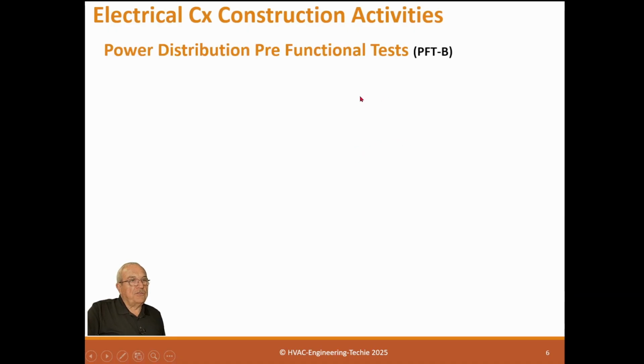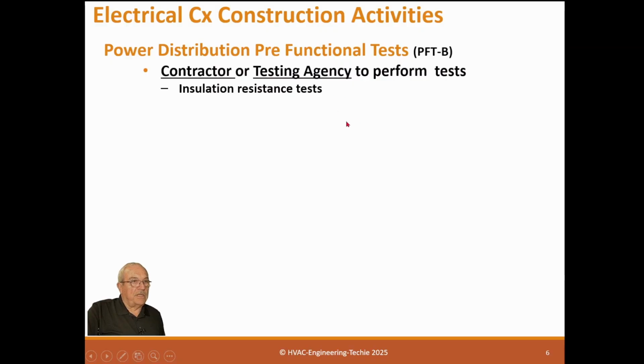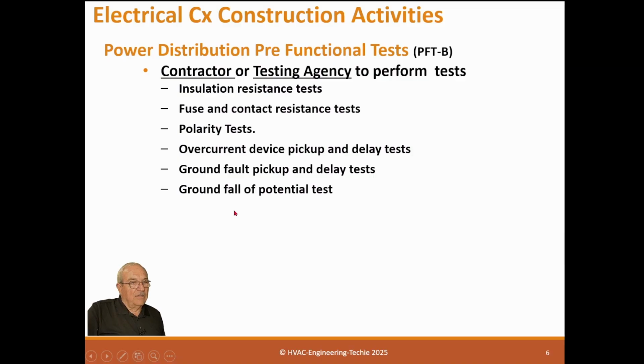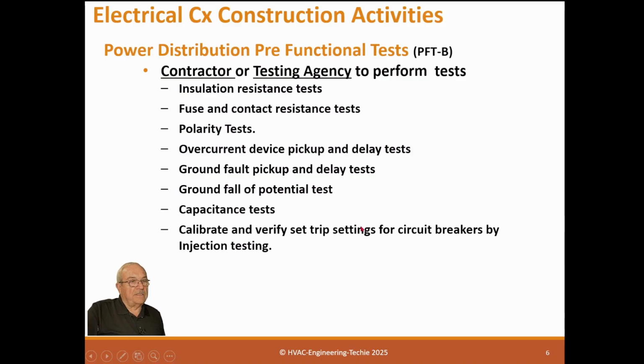So power distribution pre-functional test, part B, contractor and testing agent performance tests: insulation resistance test, fuse and contact resistance test, polarity tests, overcurrent device pickup and delay tests, ground fault pickup and delay tests, ground fault potential tests, capacitance tests, calibrate and verify the trip settings on circuit breakers by injection testing.